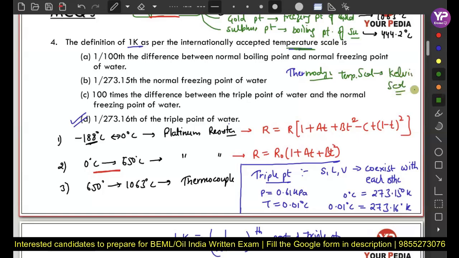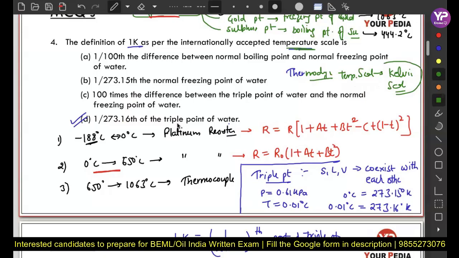And how have we defined the Kelvin scale? The Kelvin scale has been developed on the basis of the second law of thermodynamics. With the concept of a heat engine, we have defined the thermodynamic temperature scale, that is the Kelvin scale. And the 1 Kelvin is defined on the basis of the triple point of water.